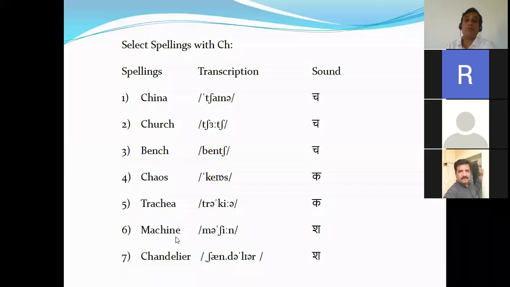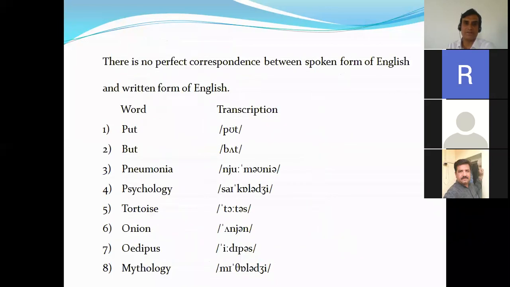See the next spelling, machine. And now here is also CH. When I pronounce this CH, it is "sh" here, not "ch" and "k". And the seventh word is chandelier. Here again, CH means "sh". So when I study English as a foreign language, I'm a little confused whether to pronounce CH as "ch", "k", or "sh", because three different sounds are attached to a single alphabet or spelling. So there is great confusion in the mind of the foreign learners and speakers of the language.